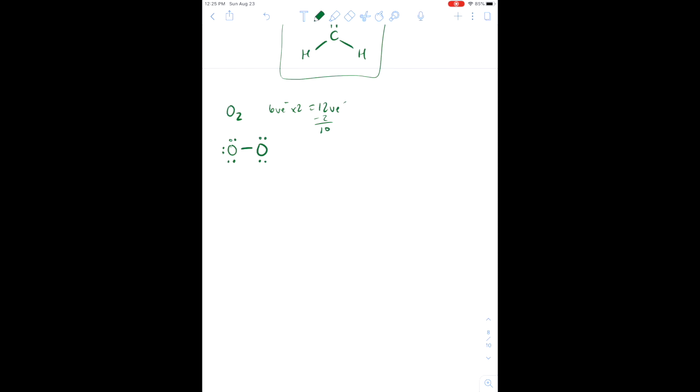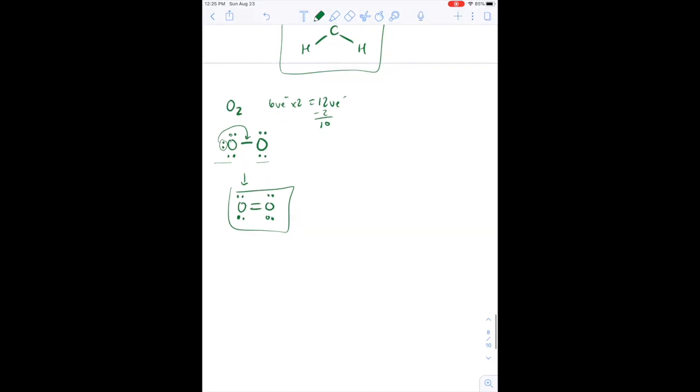So now the oxygen on the left's happy, but the one on the right doesn't have an octet. He's angry. So what we can do again, just like in formaldehyde above, we can share. So we're going to share a lone pair to create a double bond between the 2 oxygens, and that gives us this as our final structure. And oxygen's happy, kind of.